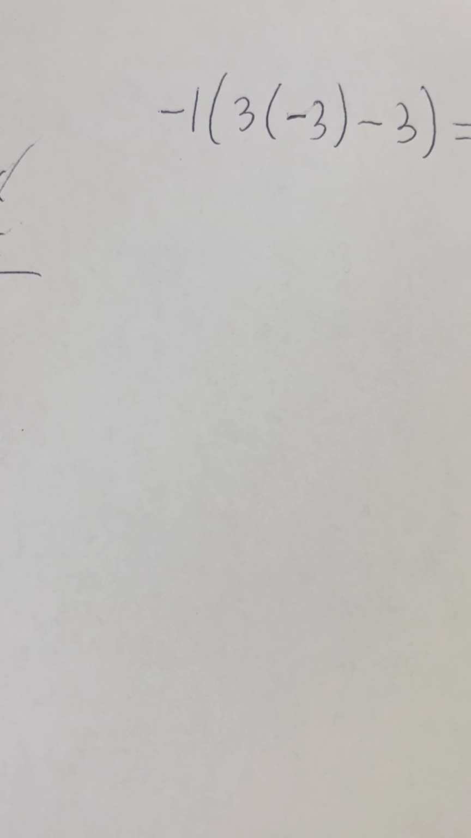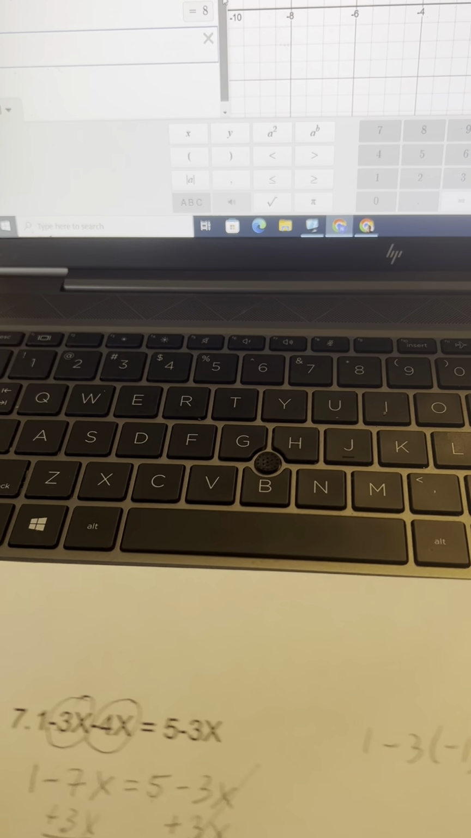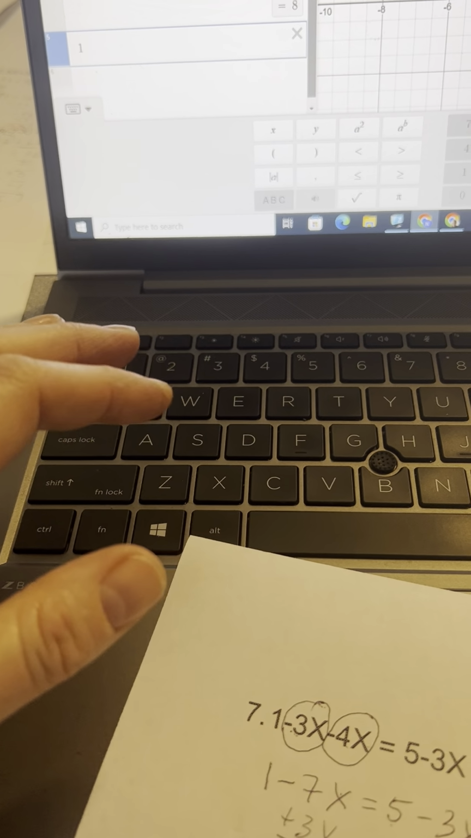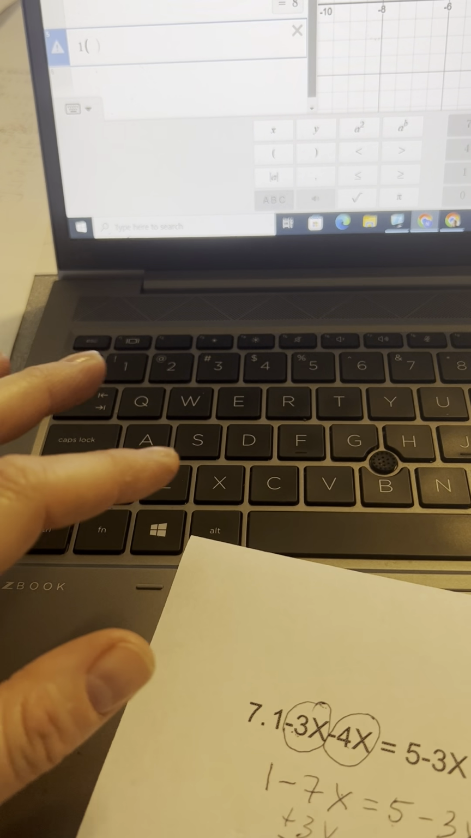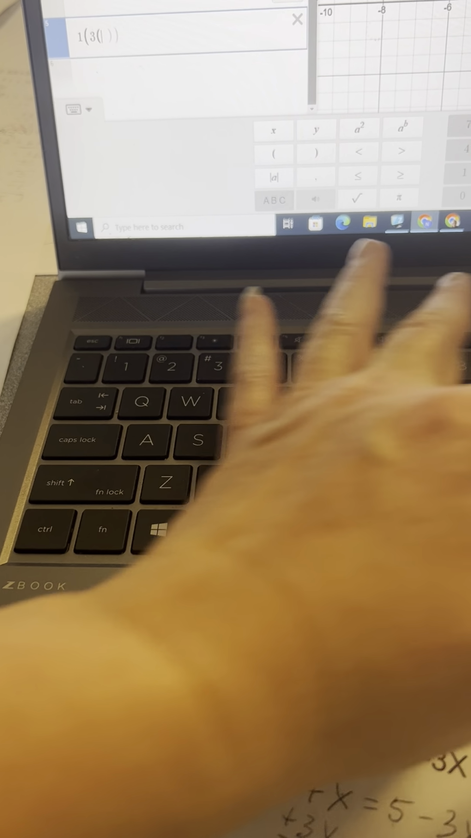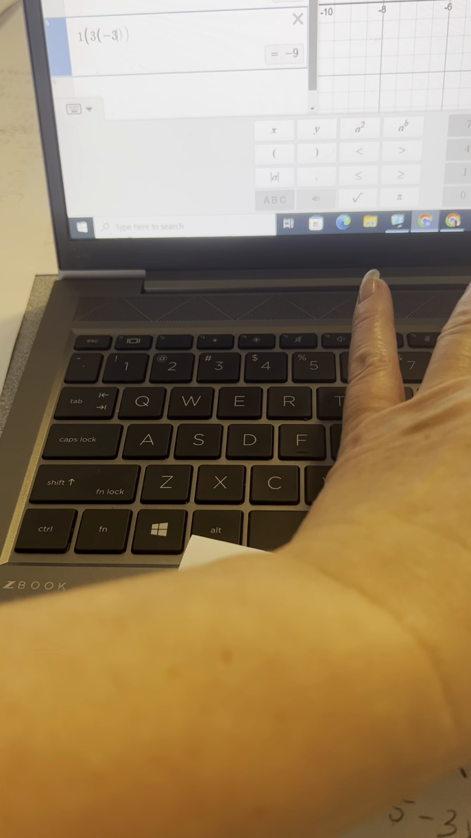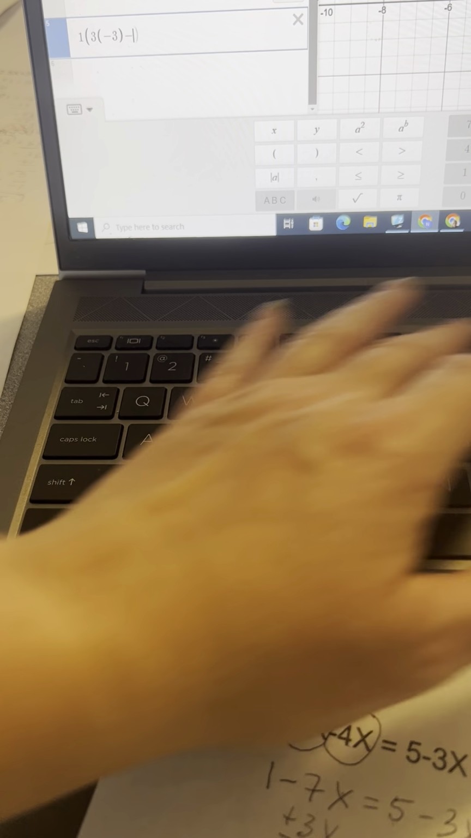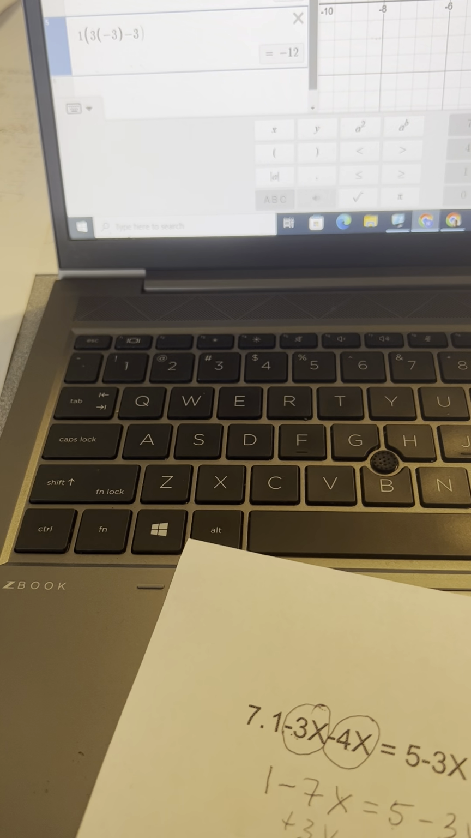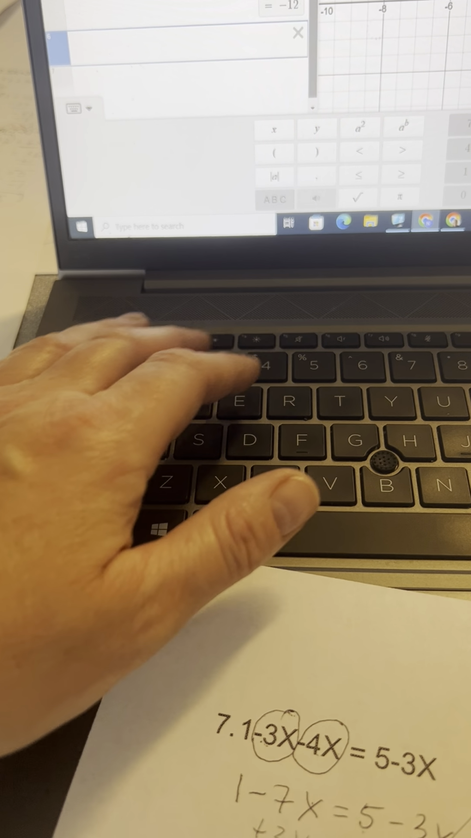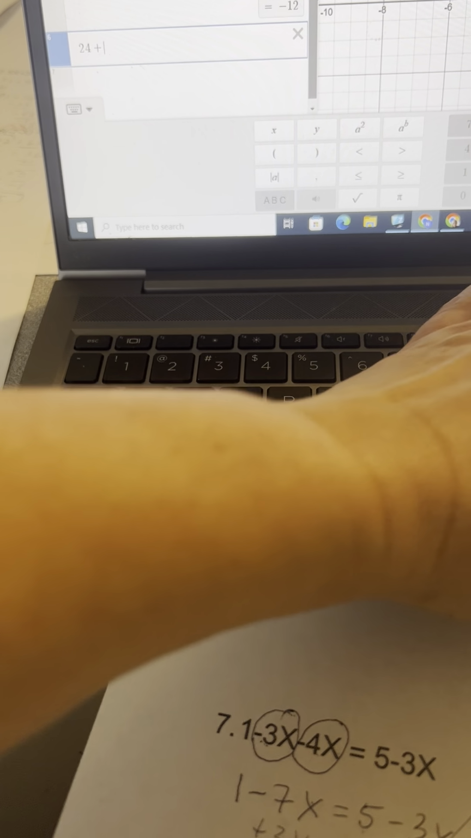All right, I'll just put that in Desmos just for sake of time. And plus more practice. Okay, that gives us -12. Now let's just hit enter. 24 plus 4.